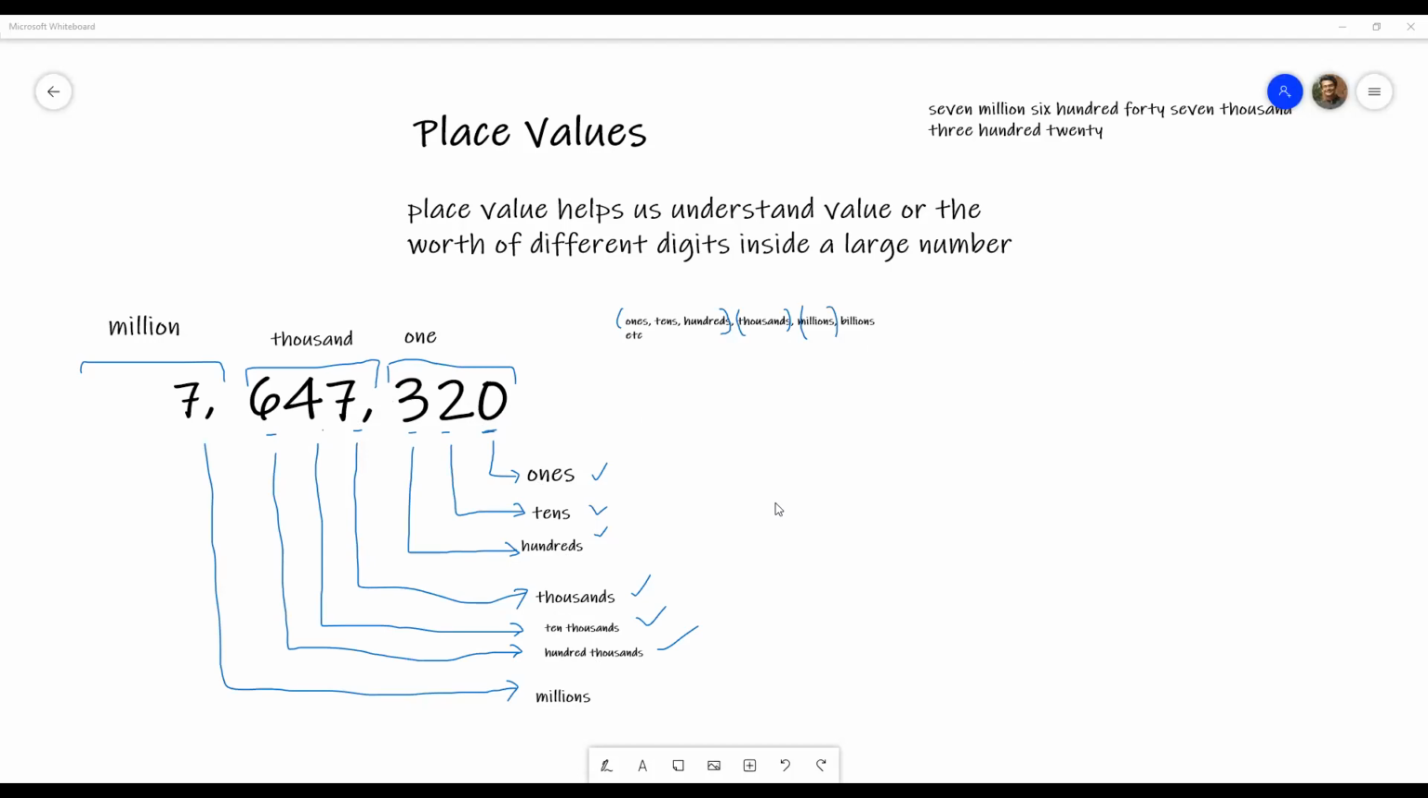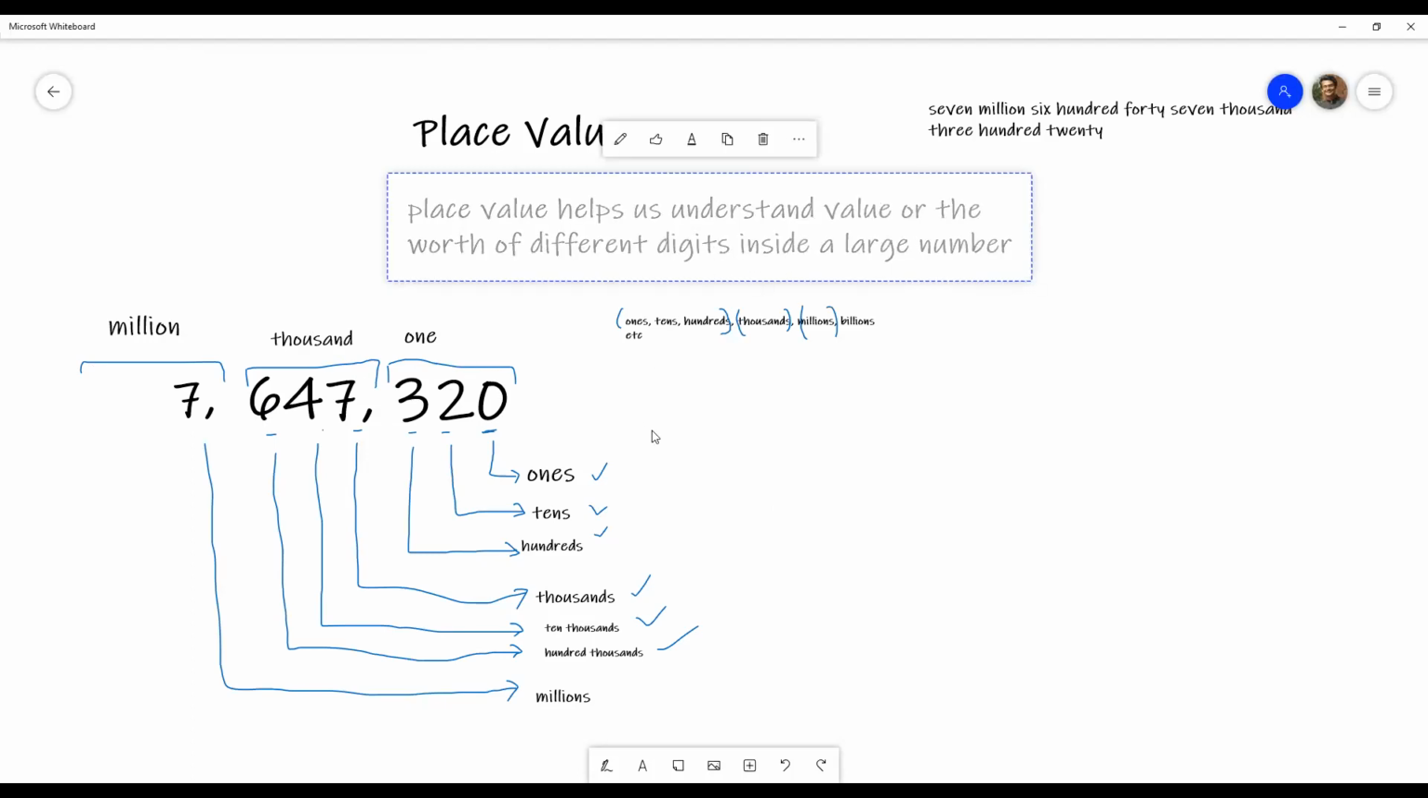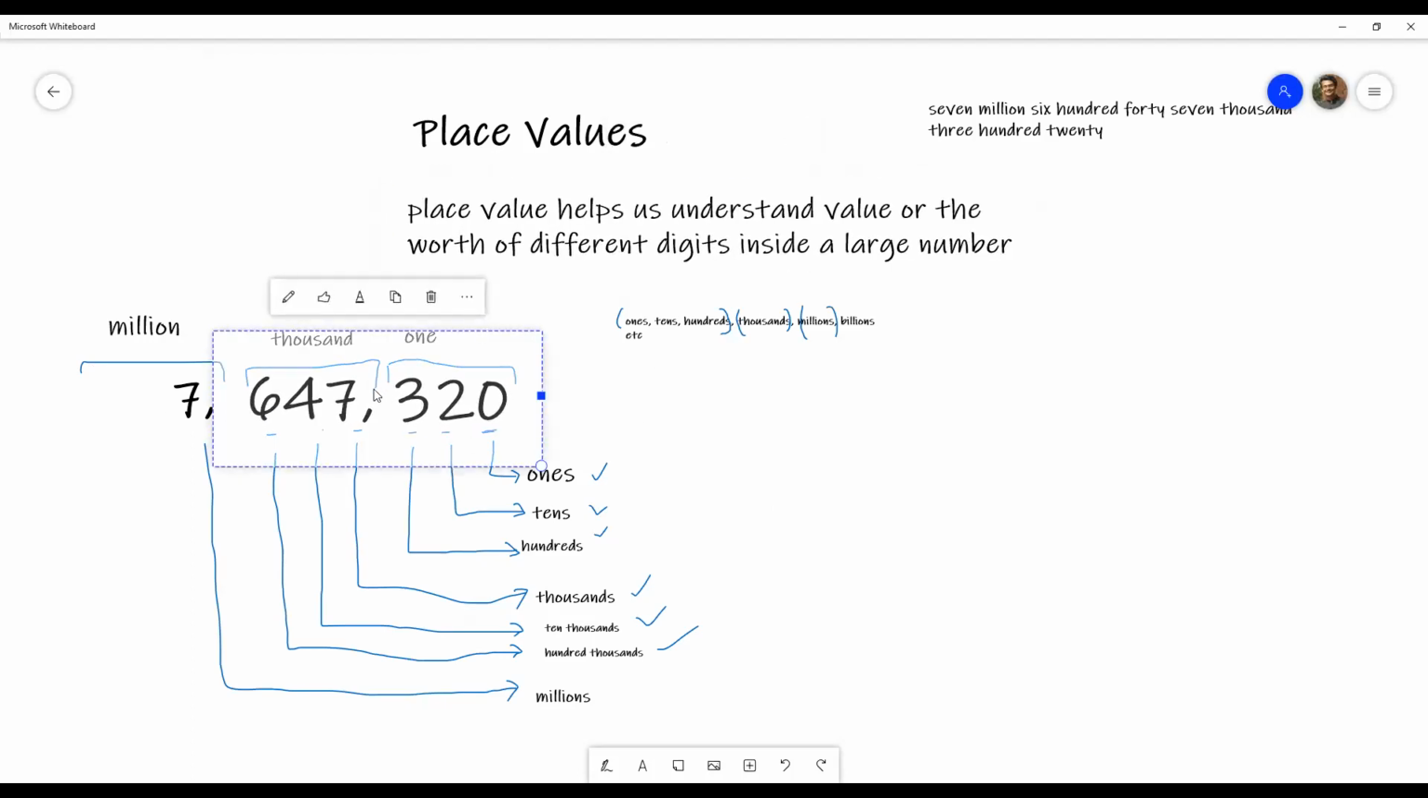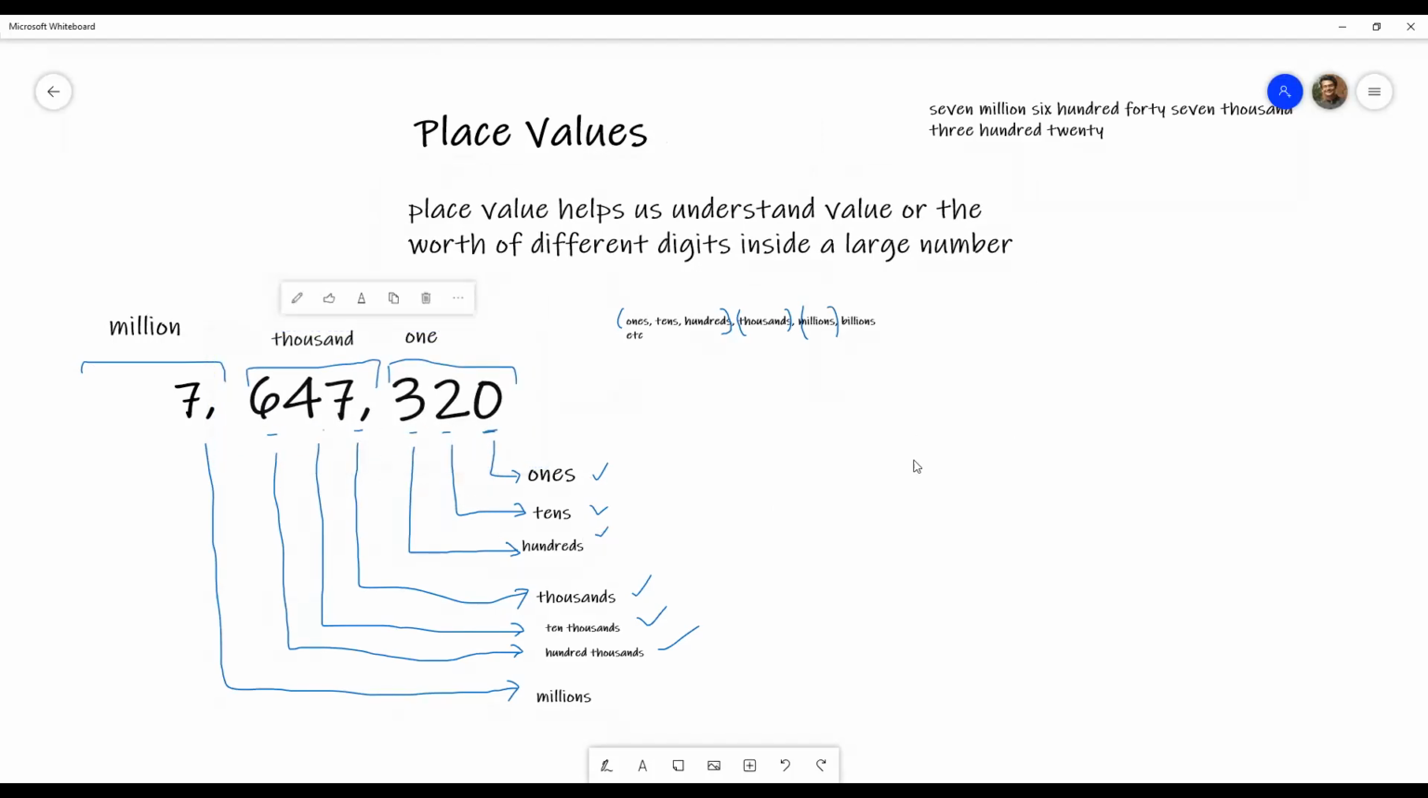I also had the same doubts as you, but I had the idea before the class. I read about it, so I know about it. Thank you for asking me the question. So the place value will help us understand the worth of different digits, as it says in the definition. The place value of these digits, again, is ones, tens, hundreds. So that's how we determine it.